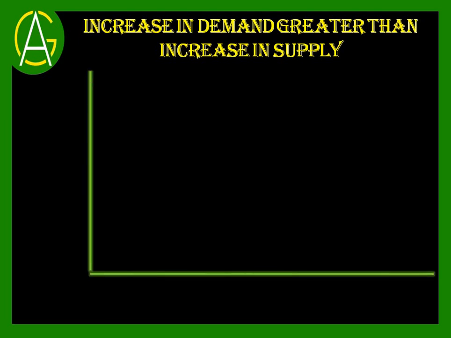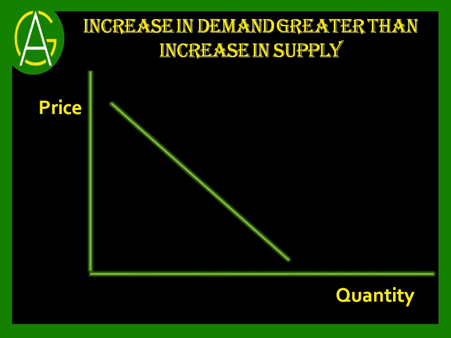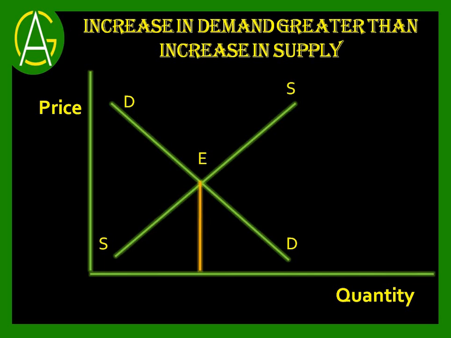This is x-axis, this is y-axis. On x-axis quantity is presented, on y-axis price is presented. This is DD demand curve, this is SS supply curve, and at the intersection point this is the equilibrium point. Below the equilibrium point we will find quantity, in front of the equilibrium point we will find price. OQ is the quantity and OP is the price.